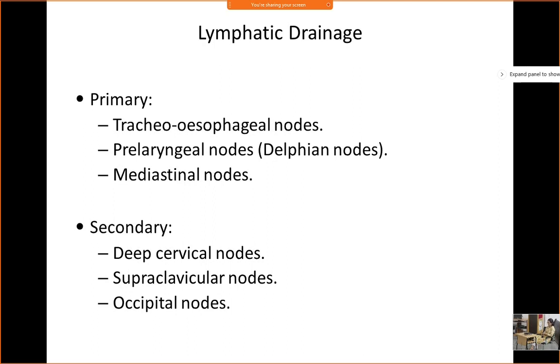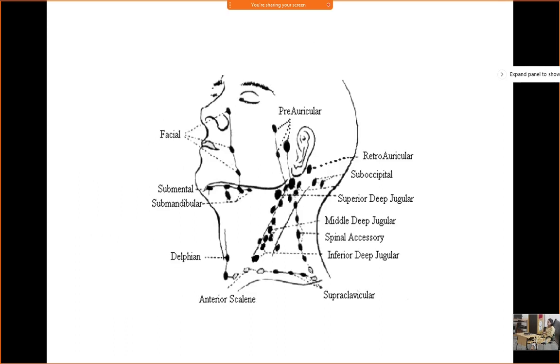So these same nodes can again be divided into primary and secondary. The tracheoesophageal nodes, the prelaryngeal nodes, also known as your Delphian nodes, and the mediastinal nodes comprise the primary lymphatic drainage of the thyroid gland. And then the secondary drainage is to the deep cervical nodes, supraclavicular nodes, and the occipital nodes. These are the lymphatic arrangements.